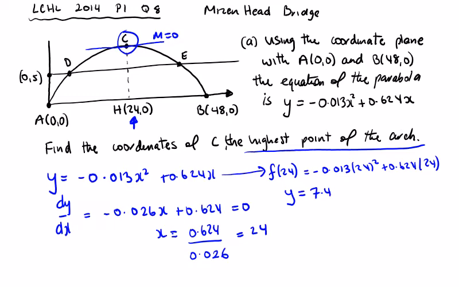Did they ask for decimals here? It doesn't ask in the question. We'll do it 7.488. So the point 24 for x, 7.488 for y is the highest point of that bridge in meters.